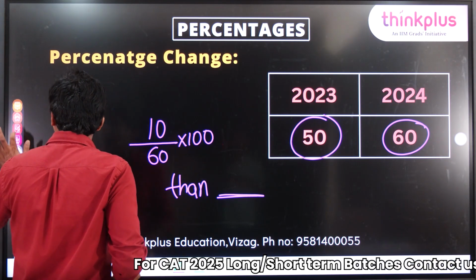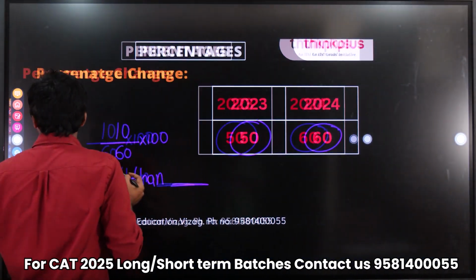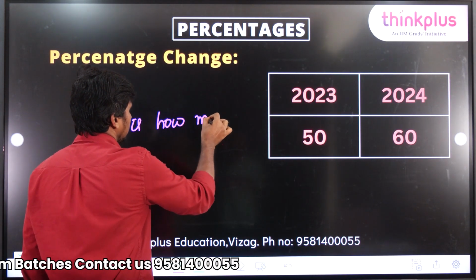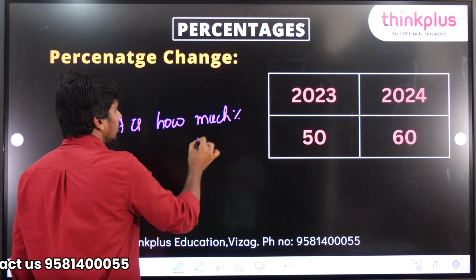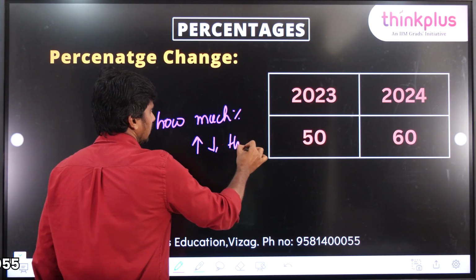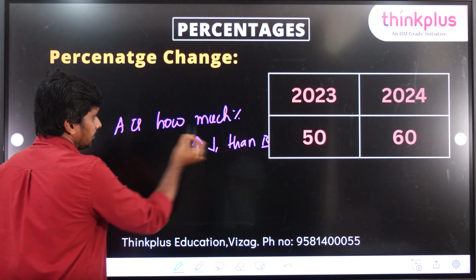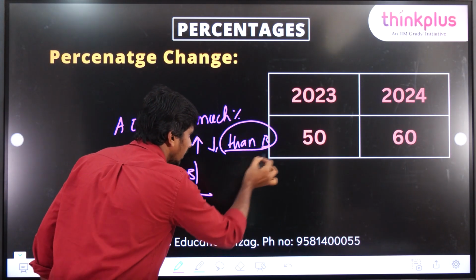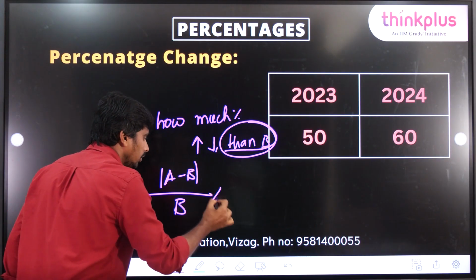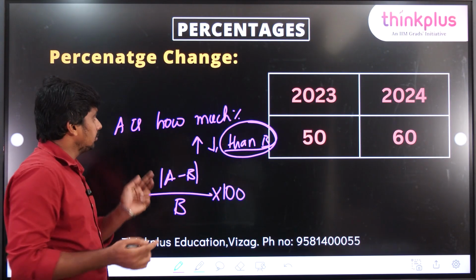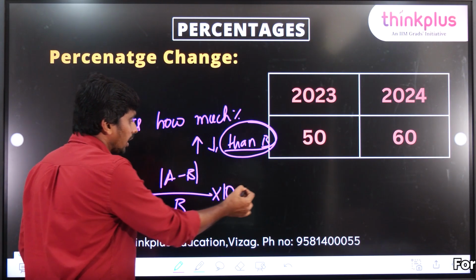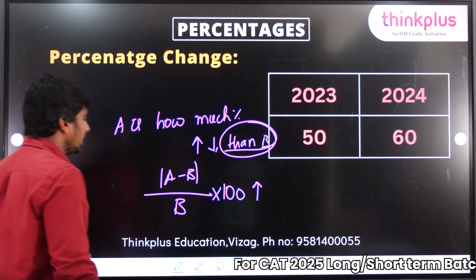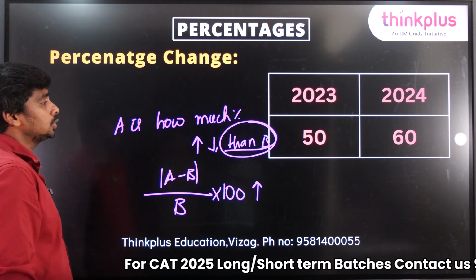So in other words, if I ask, A is how much percentage more or less than B, I write first the difference of A and B here and divide by whoever comes after then, B. I write by B into 100. You can observe whether A is more or less. If it is more, I use the upper arrow symbol, otherwise I use the down arrow, right? So let's see some questions on these 2 points.